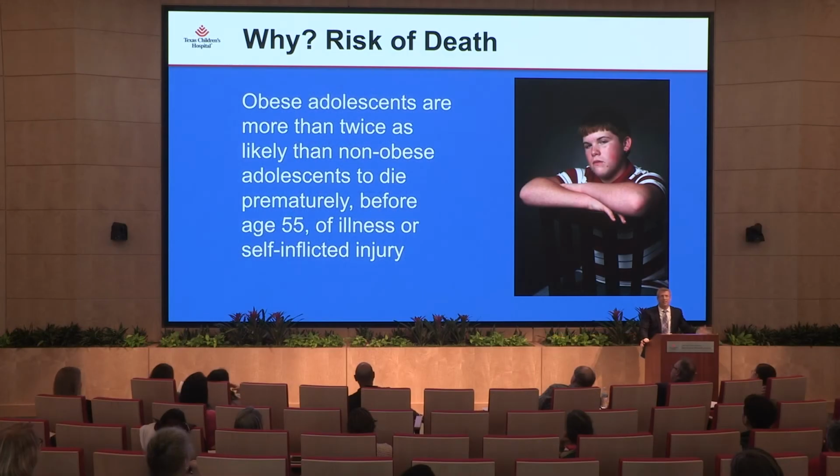Well, when you look at the data, it shows that obese children are more than twice as likely to die from either illness or self-inflicted injury as their counterparts that are not obese. These children, in addition, face somewhere between 10 and 20 years of decrease in life expectancy when compared to their peers. And we're starting to see in this patient population comorbidities that we usually didn't see in people until they were in their 40s and 50s, which is really disturbing.